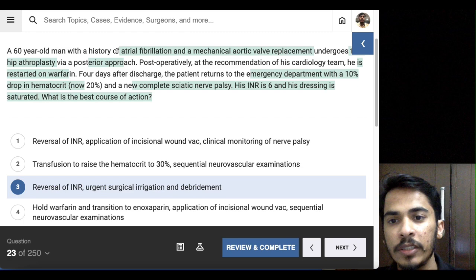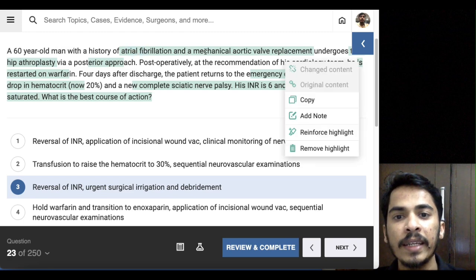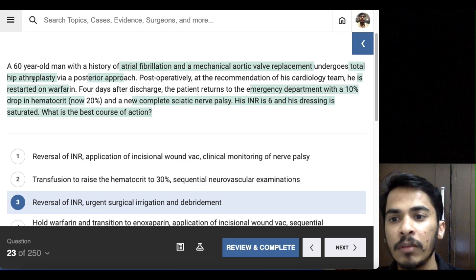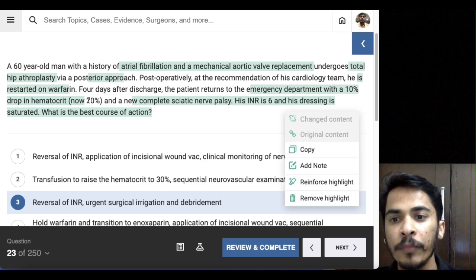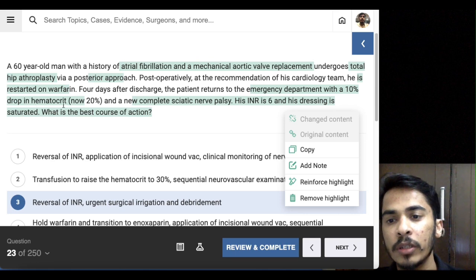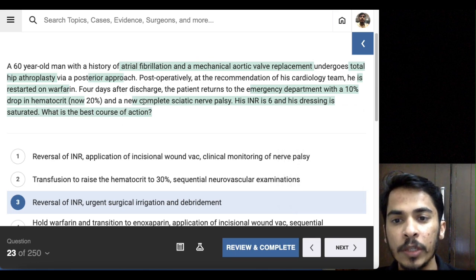A 60-year-old man with a history of AF and mechanical aortic valve replacement undergoes total hip replacement via a posterior approach. Postoperatively, on the recommendation of his cardiology team, he is started on warfarin. 4 days after discharge, the patient returns to the emergency department with a 10% drop in hematocrit. So the patient is developing a hematoma. New complete sciatic nerve palsy is also there. His INR is 6, so it is dramatically increased.